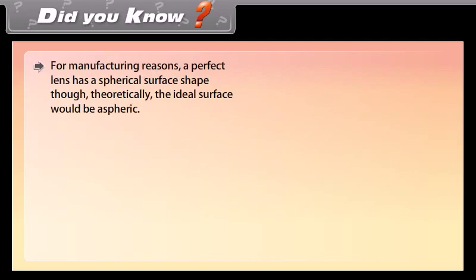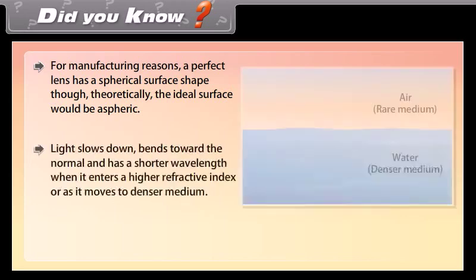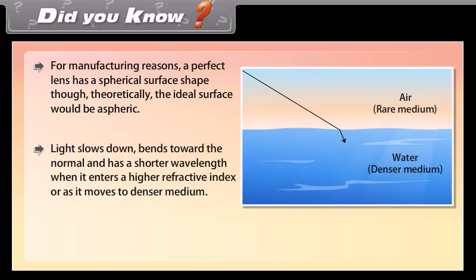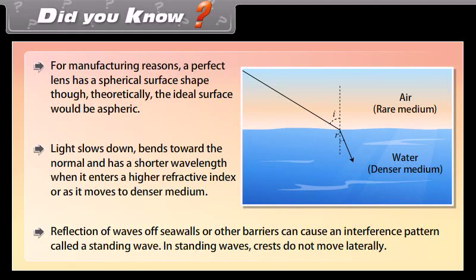Did you know? For manufacturing reasons, a perfect lens has a spherical surface shape, though theoretically the ideal surface should be aspherical. Light slows down, bends towards the normal, and has a shorter wavelength when it enters a higher refractive index medium or as it moves to a denser medium. Reflection of waves off sea walls or other barriers can cause an interference pattern called a standing wave. In standing waves, crests do not move laterally.